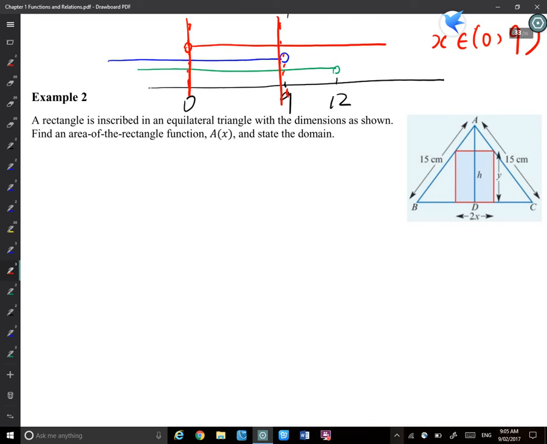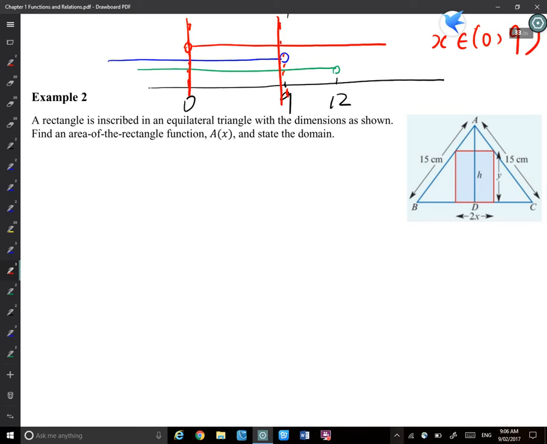A rectangle is inscribed in an equilateral triangle, and the dimensions are shown below. We have 2x, we have y, and we have h. H is the height of the triangle, and y is the height of the rectangle. Find the area of the rectangle as a function of x and state the domain. Now we have the equilateral triangle, 15, 15, and 15.